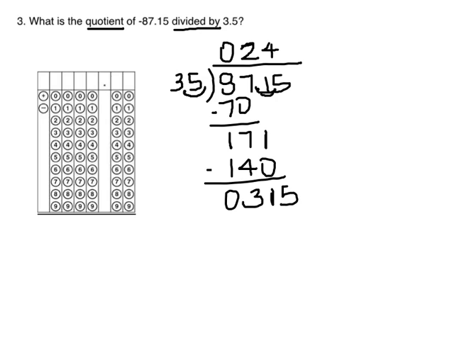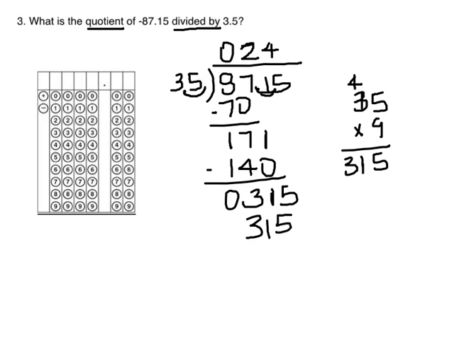So that would be times 6, right? Oh no, 140 times 2 is 8. And it looks like there's some extra. So I'm going to go ahead and try, let's see, 35 times 9. Sounds about right. 9 times 5 is 45. 3 times 9 is 27. 28, 29, 30, 31. So 315. We got it. Perfect. So it's going to be 24.